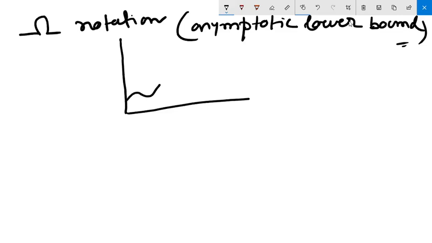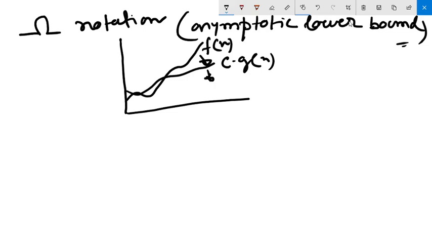This is my function, let us say F(n). And then we have a constant C, and we have a function G such that there exists C·G(n) below F(n). So it has a lower bound. This is the lower bound, this one is the lower bound, and this is n.